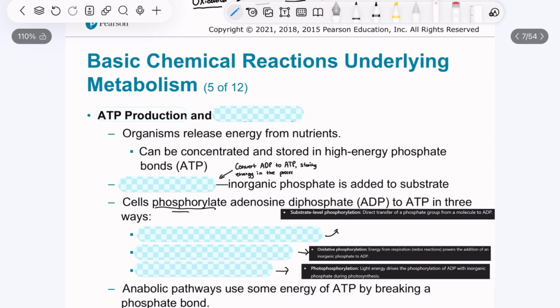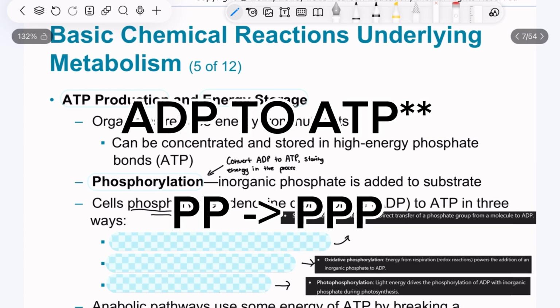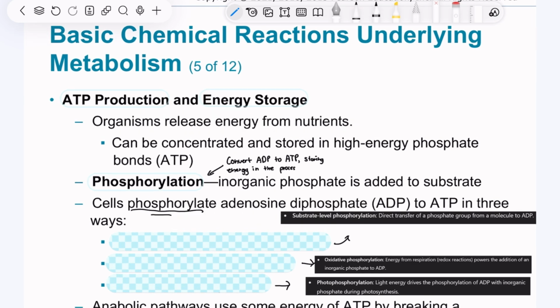And so then we move on to ATP production and energy storage. So organisms release energy from nutrients, and this energy can be concentrated and stored in the form of high energy phosphate bonds, specifically in the molecule known as adenosine triphosphate, or ATP. Phosphorylation is the process by which an inorganic phosphate is added to a substrate. So essentially, it converts ADP to ATP, storing energy in the process.